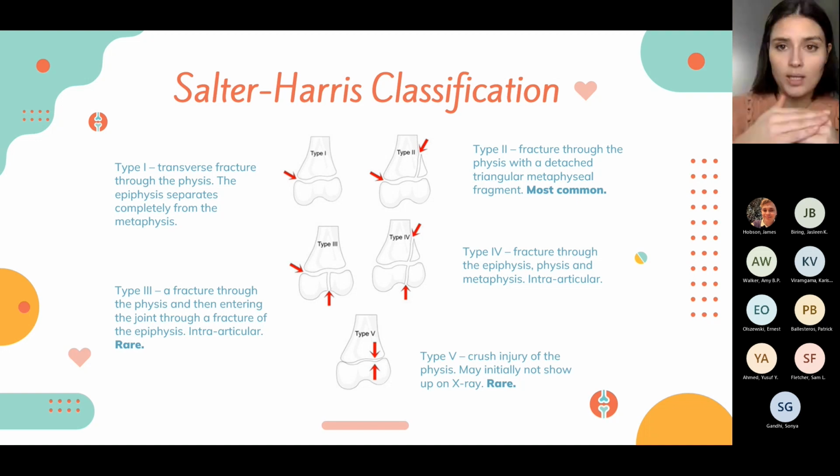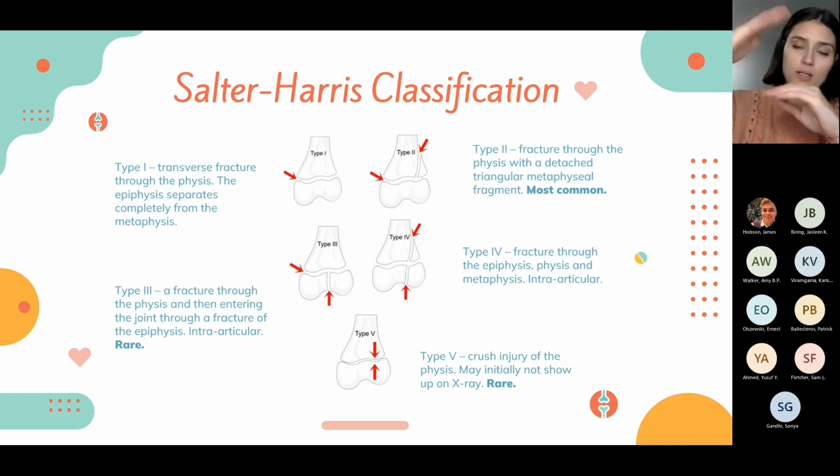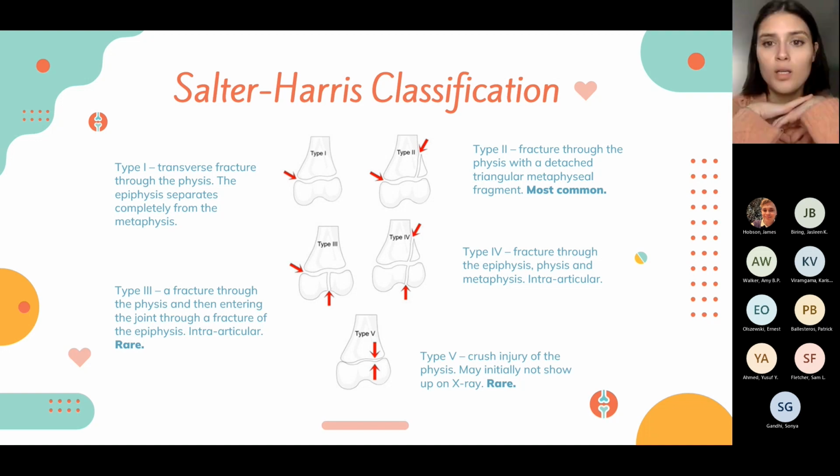The final type, type 5, again, luckily very rare, is a crush injury of the physis. So the physeal plate is crushed in the middle, between the metaphysis and the epiphysis. So you've got this nice spongy bit that's growing and growing and growing, and it gets crushed. And these generally have a really poor prognosis. That's because when you've got that crush injury, you're affecting the blood supply to the epiphysis, which means it's really hard for that bone to continue growing.